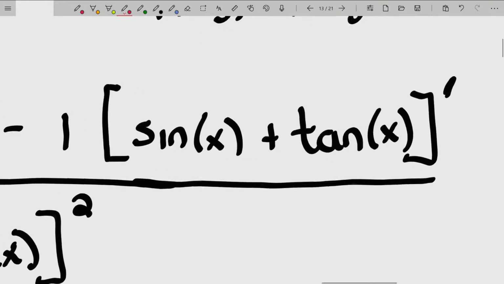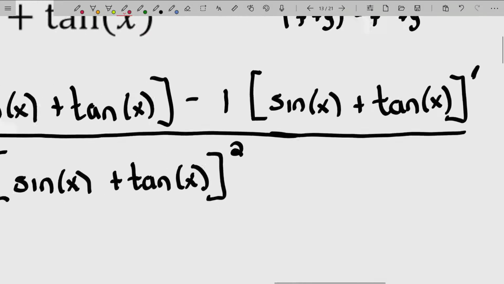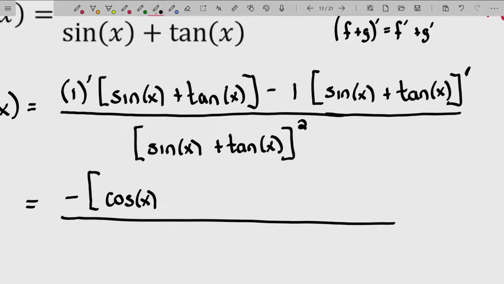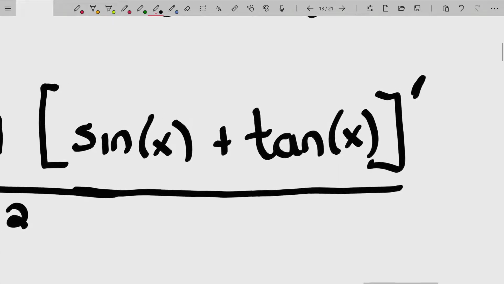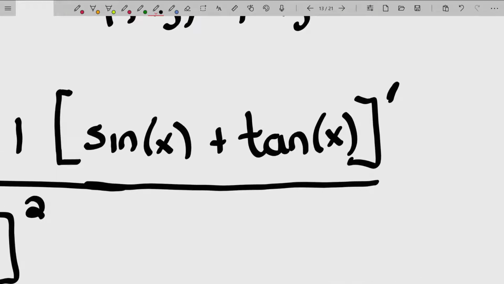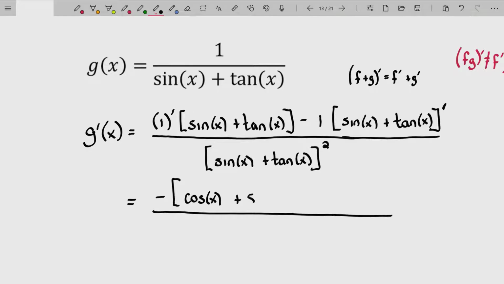So here we go. We have a summation. Derivative of the sine is the cosine. I'll just write that in. Plus the derivative of the tangent is the secant squared. And again, I'm assuming that you wrote down all the derivatives from the proof video, so I'm not going to rewrite them here. And then this is all over that sine of x plus tangent of x, quantity squared.